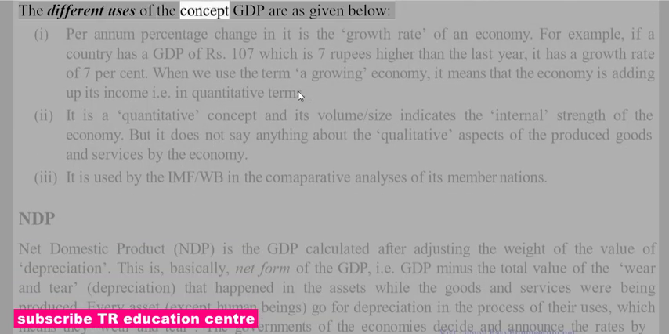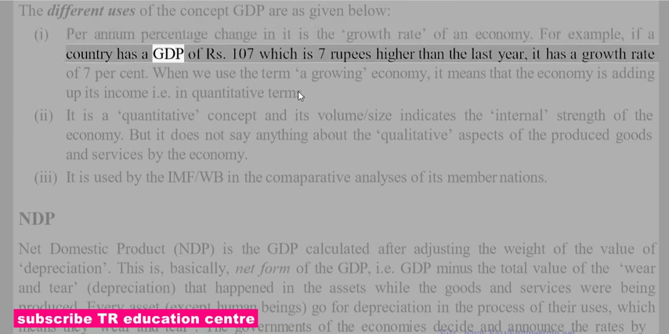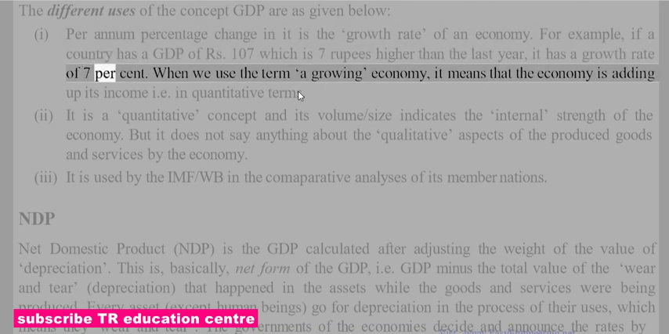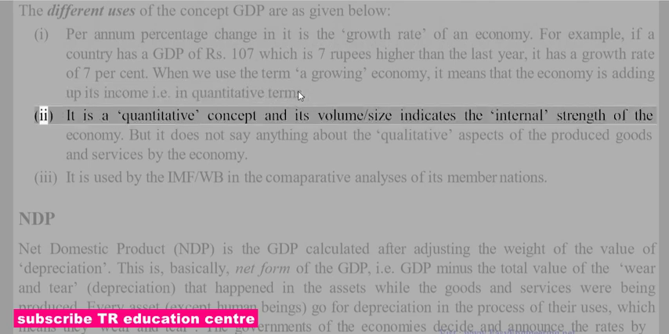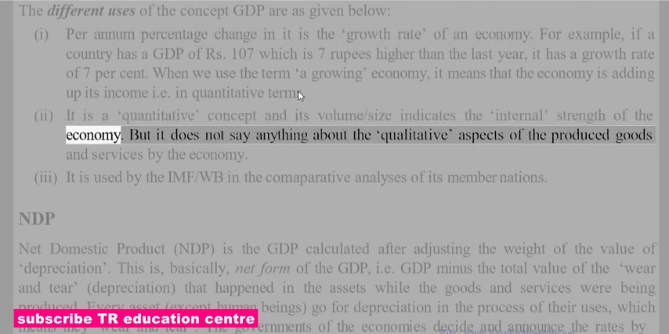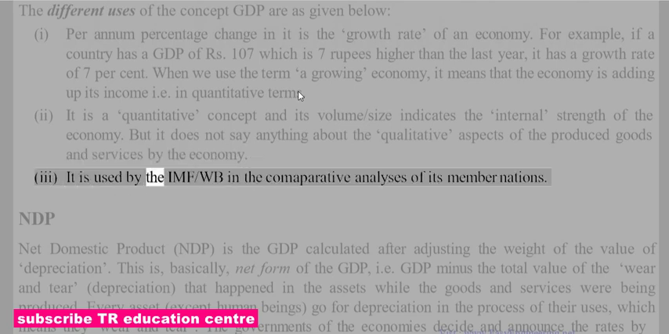The different uses of the concept of GDP are as given below. 1. The per annum percentage change in it is the growth rate of an economy. For example, if a country has a GDP of 107 rupees, which is 7 rupees higher than last year, it has a growth rate of 7%. When we use the term a growing economy, it means that the economy is adding up its income in quantitative terms. 2. It is a quantitative concept and its volume size indicates the internal strength of the economy. But it does not say anything about the qualitative aspects of the goods and services produced by the economy. 3. It is used by the IMF in the comparative analysis of its member nations.